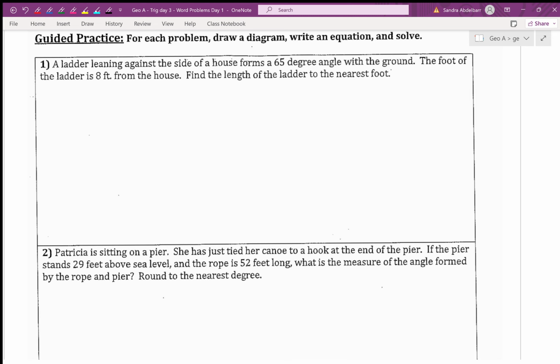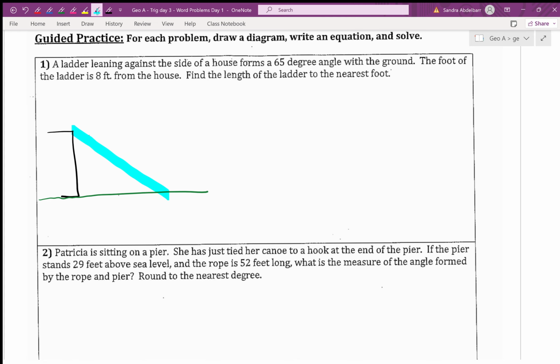So it says a ladder leaning against the side of a house. All right, so we got to draw that. A ladder leaning against the side of the house. I would not be elaborate with my drawings. So here's my house. Here's the ground. Now, if I'm going to lean a ladder against the house, do I lean it vertical or do I lean it sort of on a slant, a diagonal? We lean it on a diagonal. So here is my ladder.